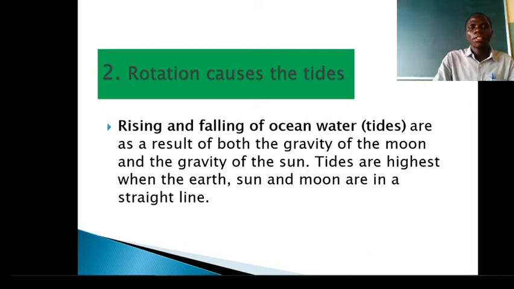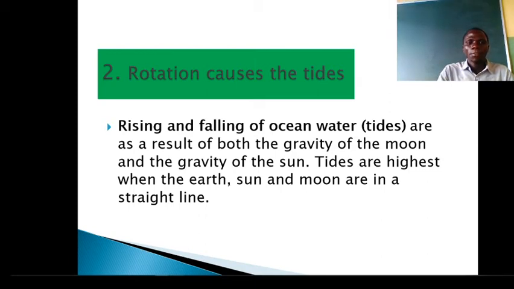Tides means the rising and falling of ocean water. There is a time when ocean water rises its level and when the ocean water decreases its surface level. This is what is called the tides.